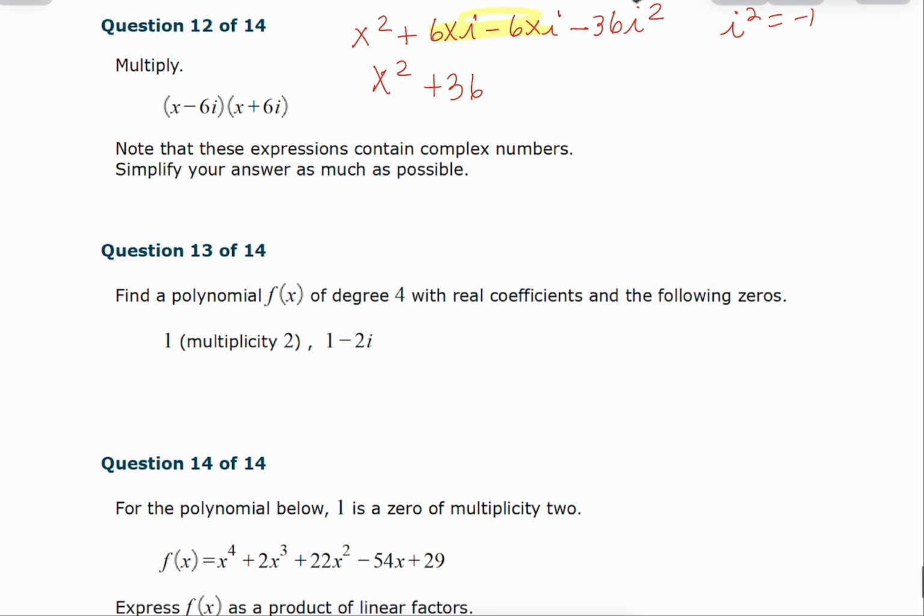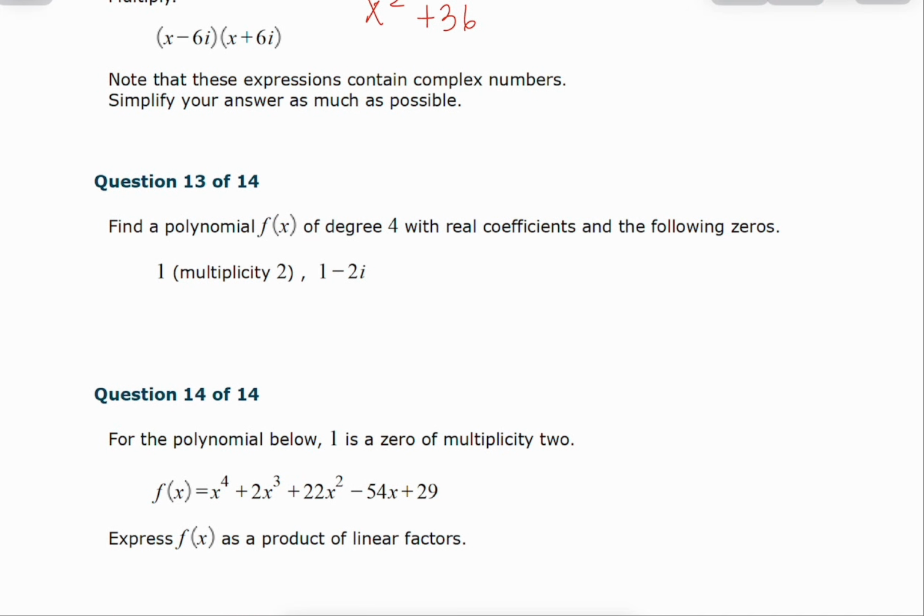Now let's take a look at question 13. It says, find a polynomial of degree 4 with real coefficients and the following zeros. Now, they said that this one has a multiplicity of 2, so we'll take care of that. Here I see an i, so I always add on to the list the conjugate. So the conjugate of 1 minus 2i is 1 plus 2i.